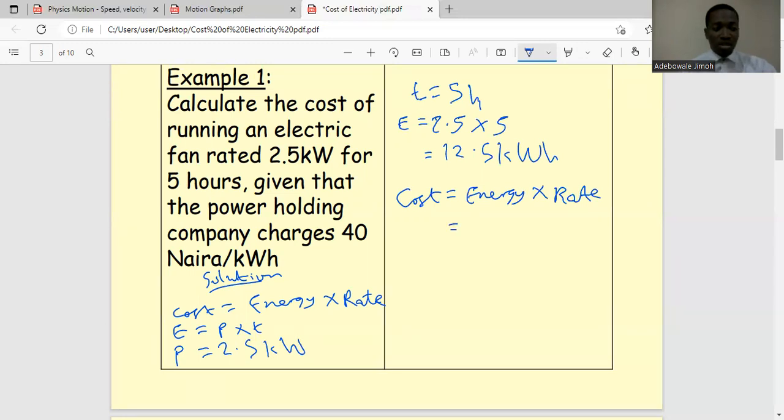So our energy is 12.5 multiplied by the rate. Our rate is 14 naira per kilowatt hour. If you multiply 12.5 by 40, you are going to get 500. Yes. So you get 500 naira. So that is our final answer to this question.